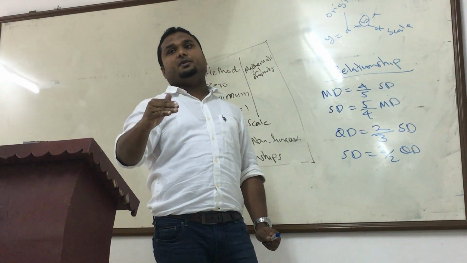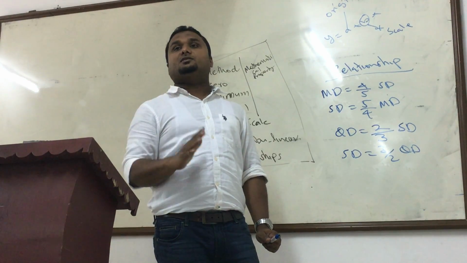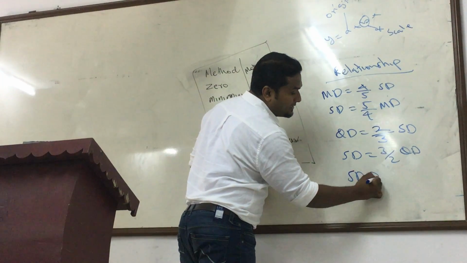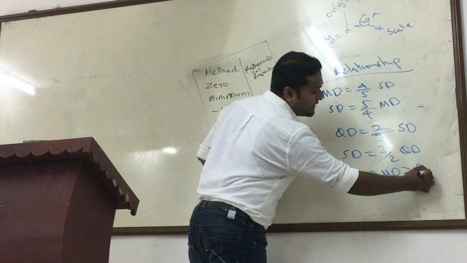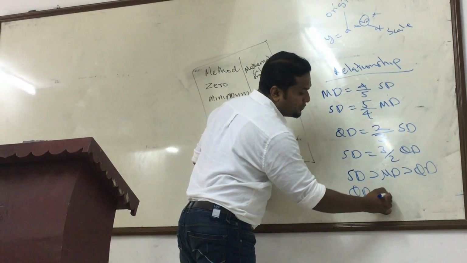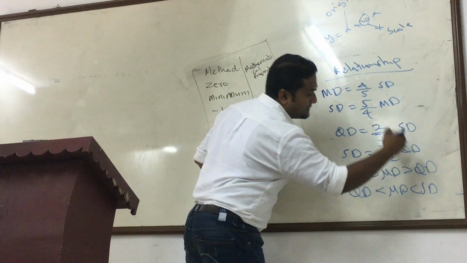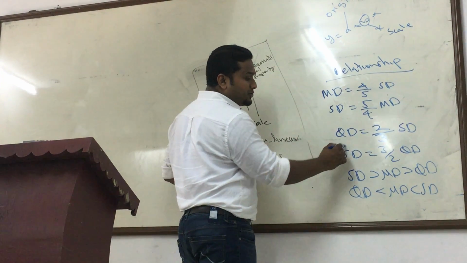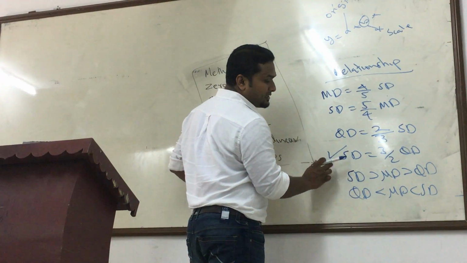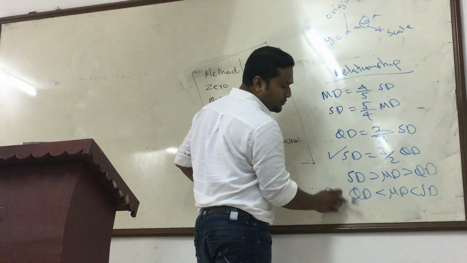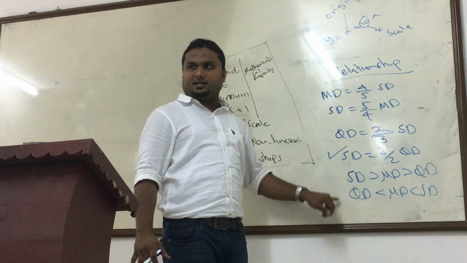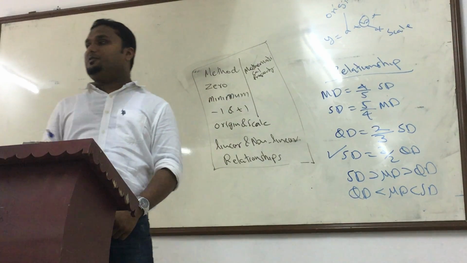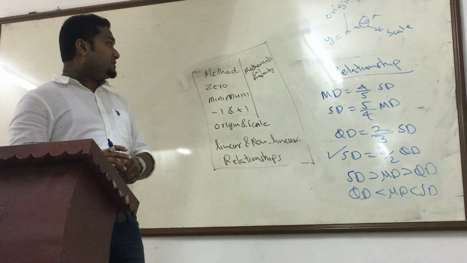The next biggest measure is mean deviation, and the biggest measure is standard deviation. Standard deviation greater than MD greater than QD, and the reverse is also possible: QD less than MD less than SD. Now my dear friends, in December 2015, they asked 2 questions from here. One is this and the other is, I think, this or this. I don't remember exactly. Understood? So these are relationships.